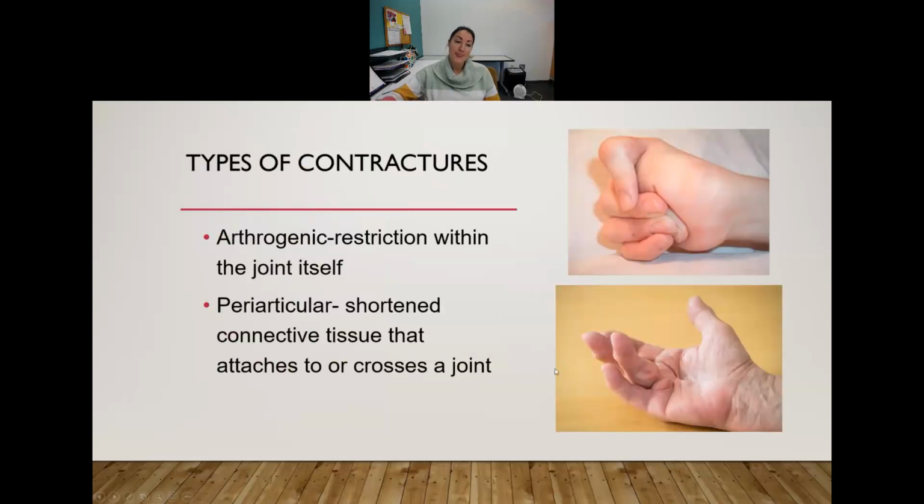Arthrogenic, so arthro, remember, is joint, so it's a restriction within the joint itself. It may be from long-term arthritis or from severe rheumatoid arthritis or something like that. Versus periarticular, which is a shortening of the connective tissue that attaches to or crosses a joint. So arthrogenic is within the joint. Periarticular means around the joint surfaces, around the articulating surfaces. It crosses the joint.